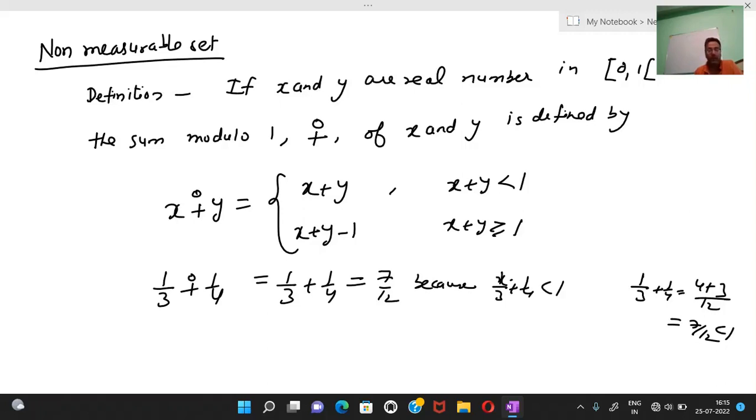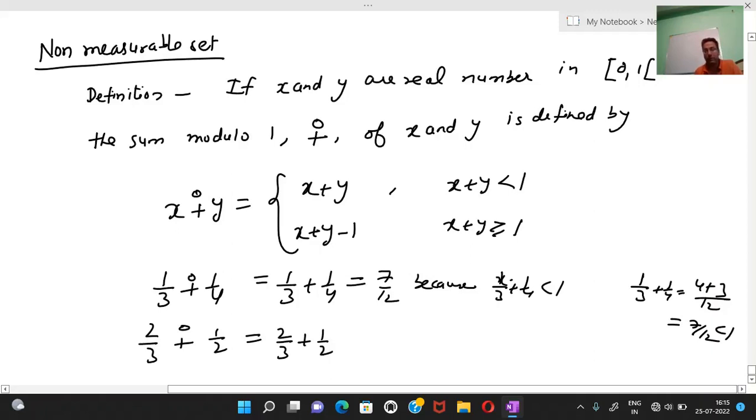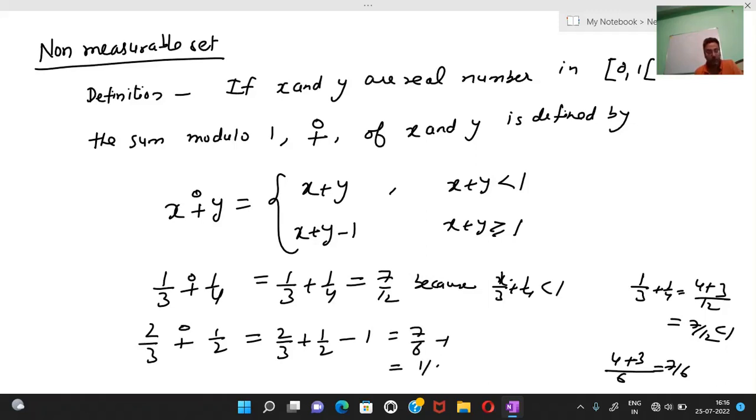Okay, and let 2/3 plus dot 1/2. Then we write 2/3 plus 1/2, and first we get the sum: 3 times 2 is 6, 2 times 2 is 4, 2 times 3 is 6, it is 7/6. 7/6 is greater than 1, then we have to apply x plus y minus 1. Then it is 7/6 minus 1, which leaves 1/6. Now you understand the definition of the sum modulo plus dot.